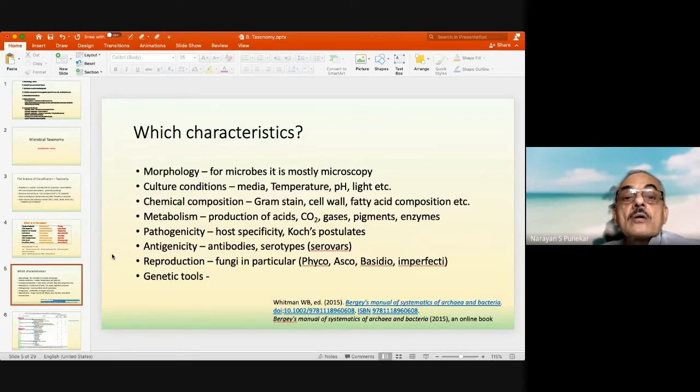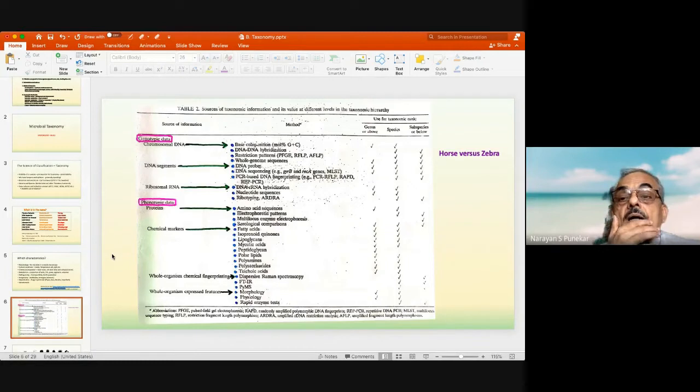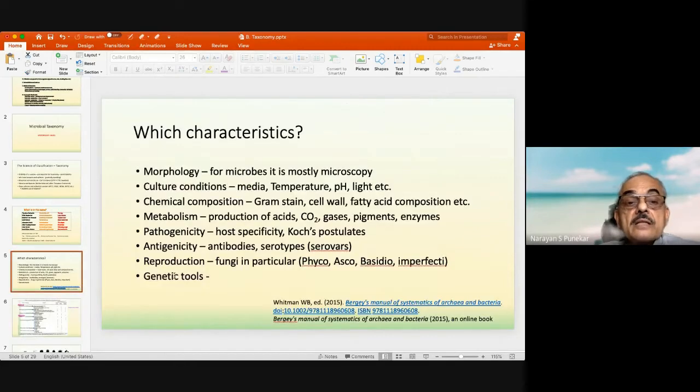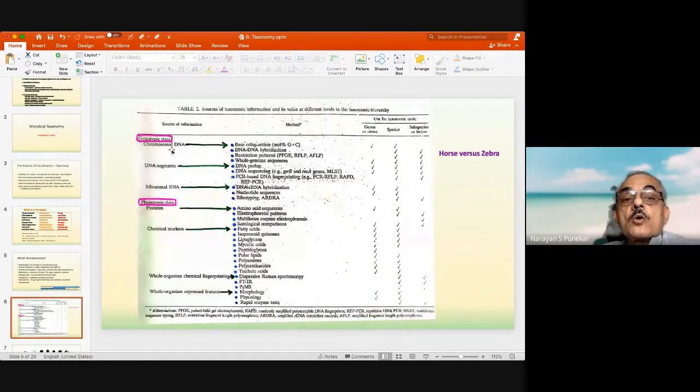So this is a slide taken from a standard textbook. You can see the sources of taxonomic information and their value at different levels in the taxonomic hierarchy. You have genotypic data, as I told you in the previous slide. See genetic tools, so we'll put that on the top here. So chromosomal DNA, base composition, DNA hybridization, restriction enzyme patterns, okay, RFLP, AFLP, etc. And then whole genome sequencing, okay, DNA probes, DNA sequencing, PCR-based DNA fingerprinting, and then you have DNA-rRNA hybridization, nucleotide sequencing, ribotyping, etc. Okay, so a whole range of them.